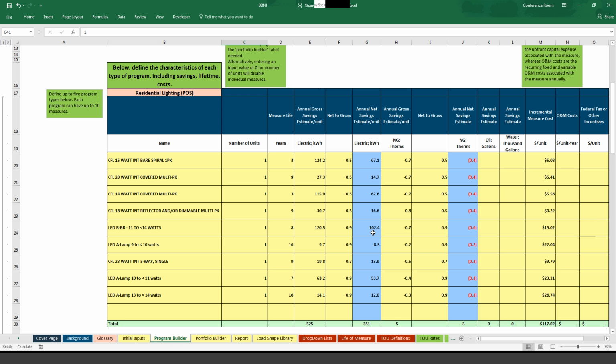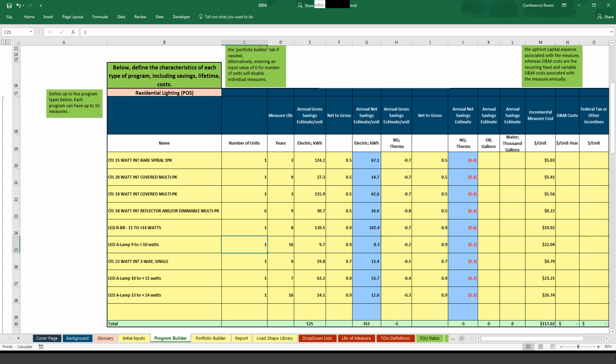Same thing on the lighting. Here is a very cheap measure with a lot of savings. So if you can justify giving 6 of these per home instead of just one, that's one of the ways the tool can help design a program.